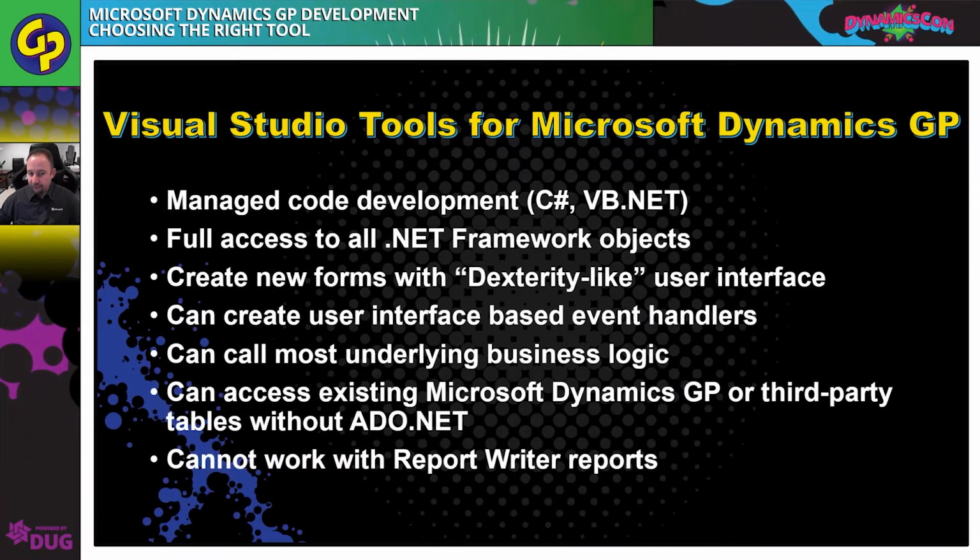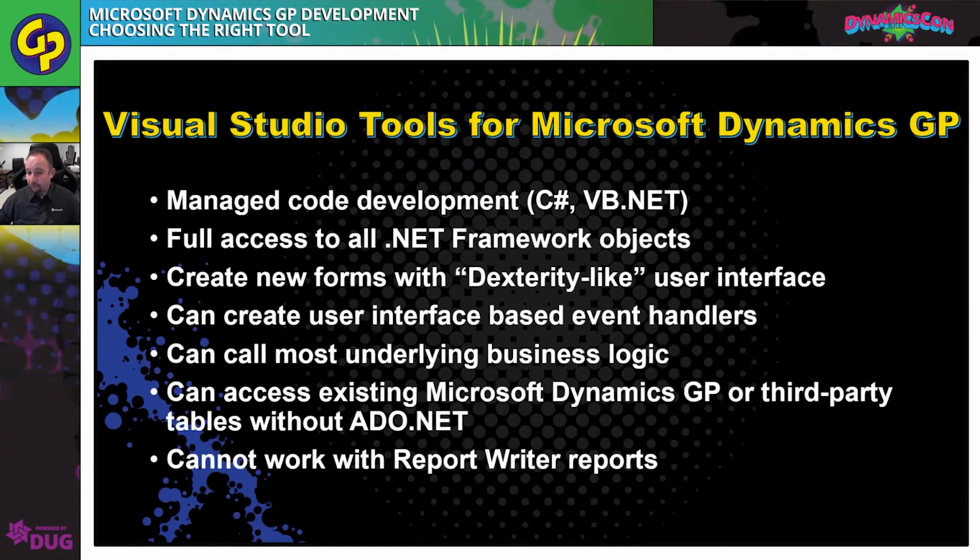You can create events on user interface changes. You can also call underlying business logic, which VBA cannot. You can access existing GP tables or third-party tables. So these are Dexterity tables. You can access those using Visual Studio Tools without having to go out to SQL using ADO.NET. However, one limitation is under normal circumstances, it won't work with report writer reports. There is a way of getting report writer functions to work.